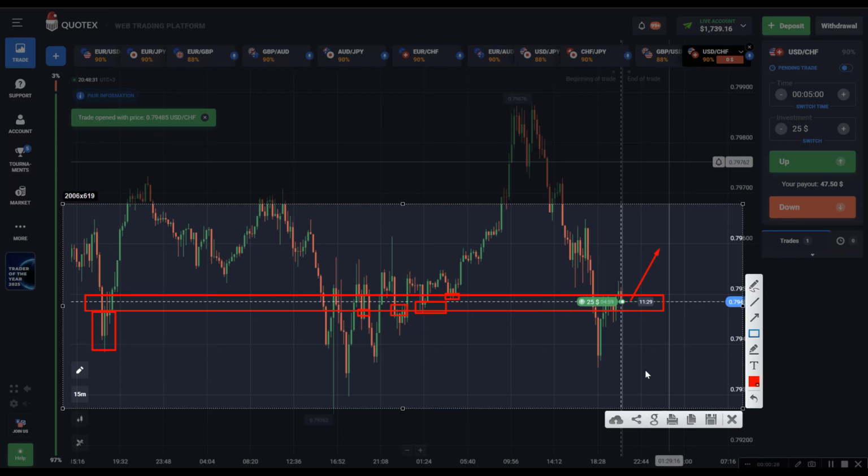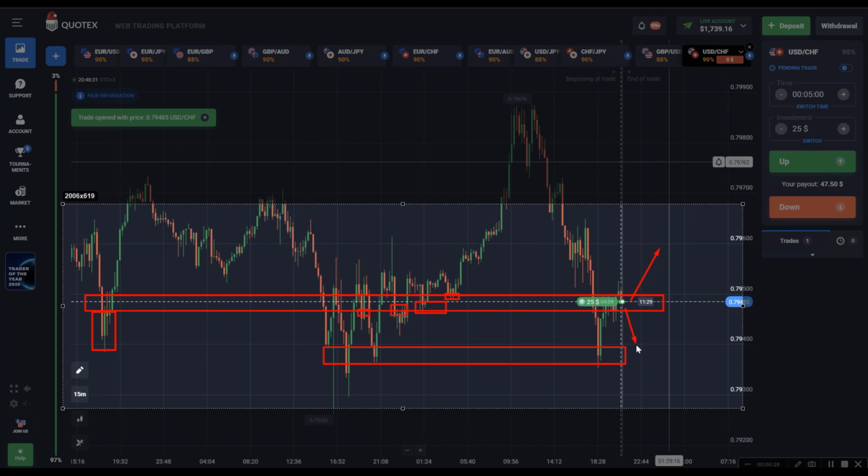Also, we have a false breakout here as well. The only thing is, the price did drop lower, so there's a slight chance that the price could go down.